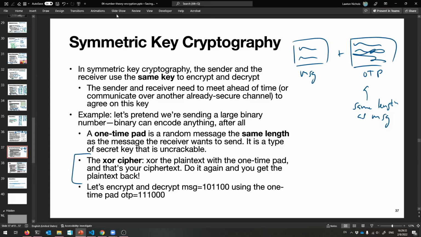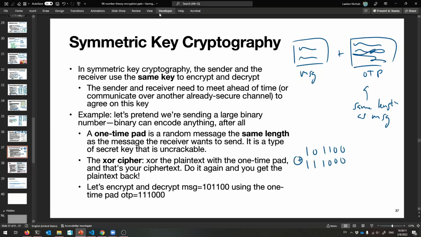So here's one way to encode the data using that one-time pad, all right? It's called the XOR cipher. So you know the exclusive OR operation now? What you do is you exclusive OR the plain text with the one-time pad, and that becomes your ciphertext. The key thing about XOR is if you XOR by the same number twice, you end up where you started, which is cool to think about. So here is, for example, let's say this is my message, 101100, okay? And here is the one-time pad that I came up with, 111000. That's my random string of bits, okay?